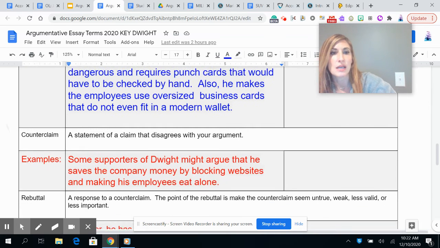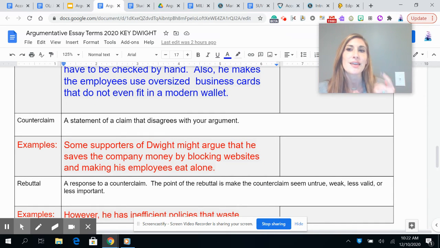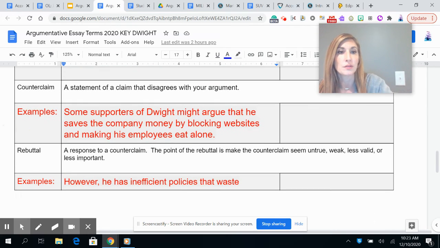So in this case, our example goes a little something like this. Some supporters of Dwight might argue that he saves the company money by blocking websites and making his employees eat alone. So you can see this works against my argument specifically. And it's not just a simple claim of Dwight actually is a good manager, or, well, Michael's even worse. That's not specific enough. I had to go for something really specific. Now I need a rebuttal. So I need a response to that counterclaim.